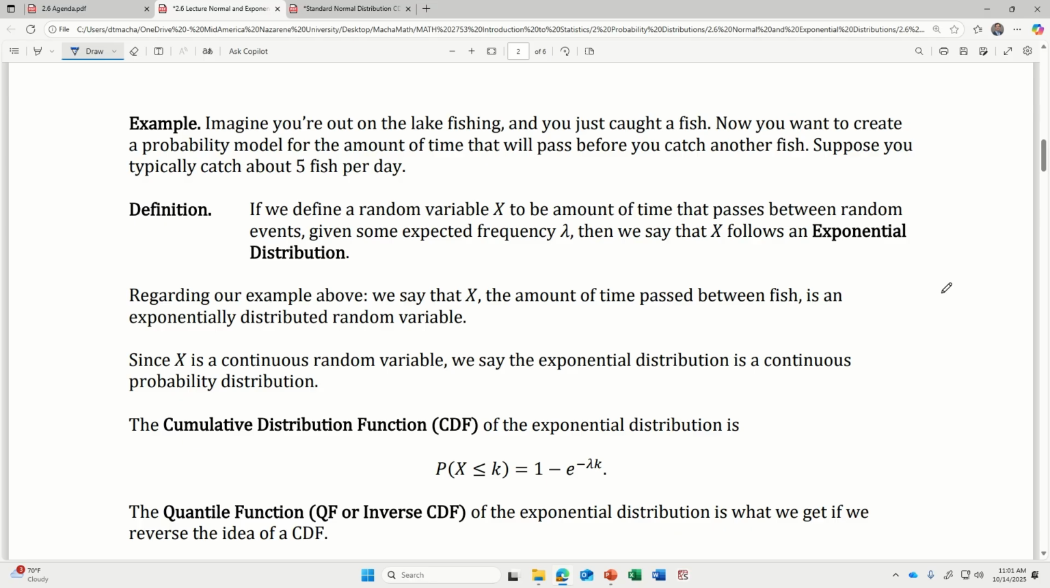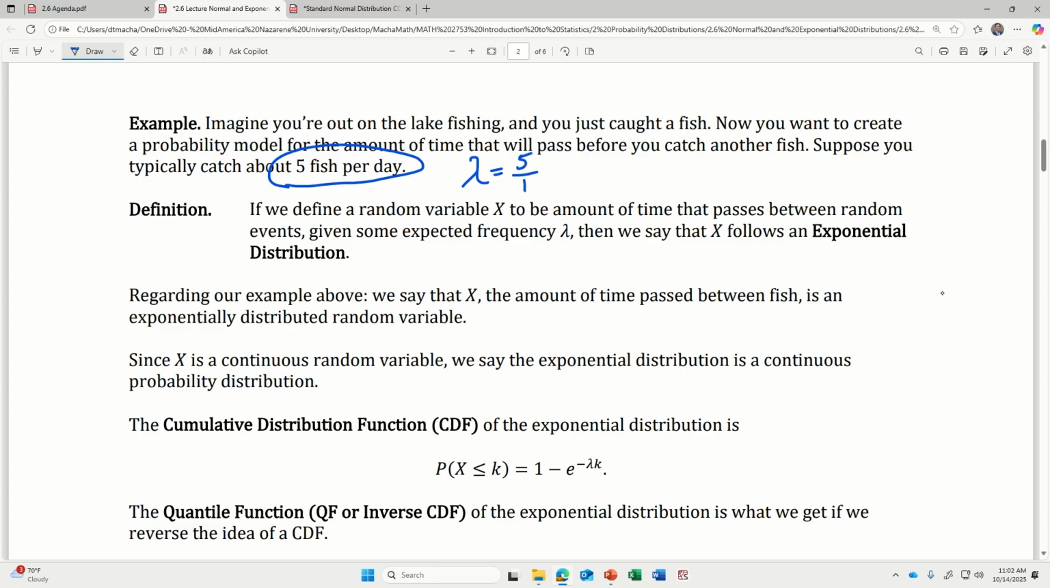Suppose you typically catch about 5 fish per day. If we define a random variable to be the amount of time that passes between random events, a random event could be like catching a fish. And we have some expected frequency. And we're going to use the lowercase Greek letter lambda to represent expected frequency. And if I say 5 fish per day, maybe lambda is like 5 fish per 1 day.